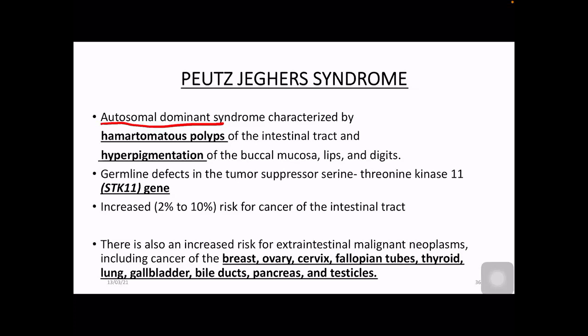What is the gene which is involved? STK11 gene. Okay, this is also a tumor suppressor gene. There is an increased risk of cancer, and along with the hamartomatous polyps, it also has extraintestinal malignant neoplasms like breast, ovaries, cervix, fallopian tubes, thyroid, lung, gallbladder, a wide variety of extraintestinal malignancy risk in Peutz-Jeghers syndrome.